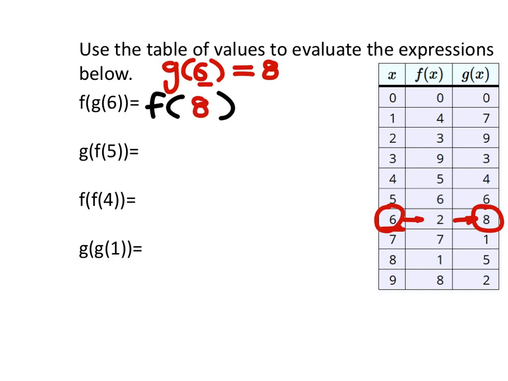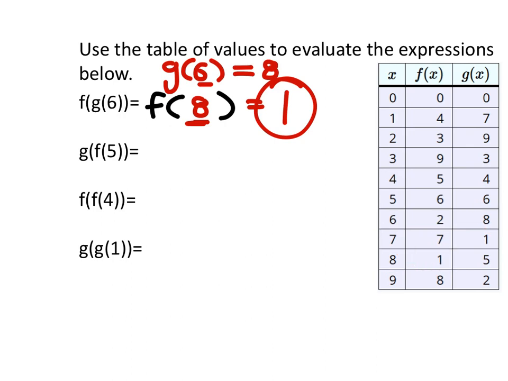So I'm going to have to go back to the table on this one, and I've got to find where x now is 8, which is this row. But I do want the f of x column in this case. When x is 8, f of x is 1. So f of 8 would be 1, and that's actually the final answer for this f of g of x stuff, 1. All right.